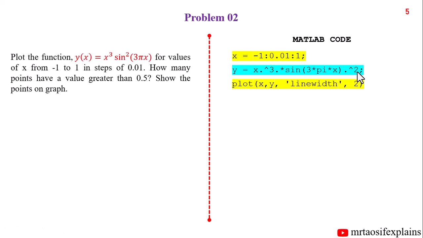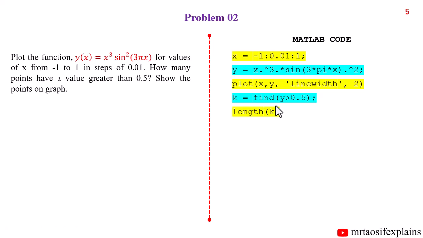Now you have to plot the input versus output, right? So this is the thing: x, y. x is your independent variable, y is your dependent variable. You have told the line width to be 2. Next, we'll find out the values of y which are greater than 0.5, and for that under variable k we will store the values which are greater than 0.5.